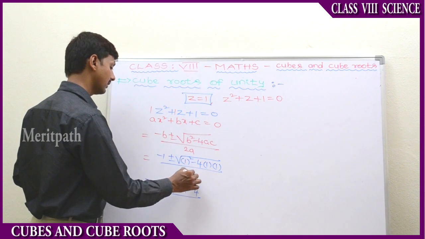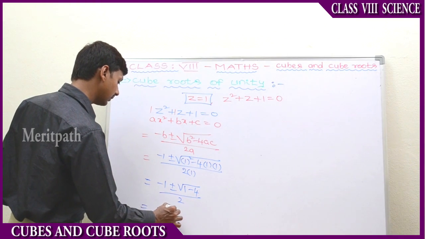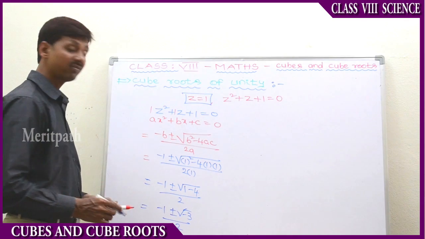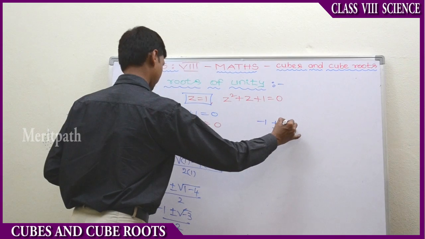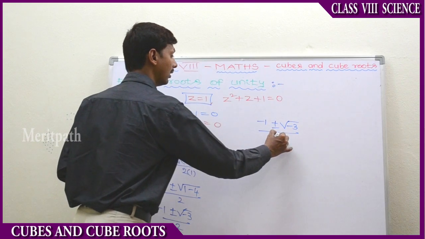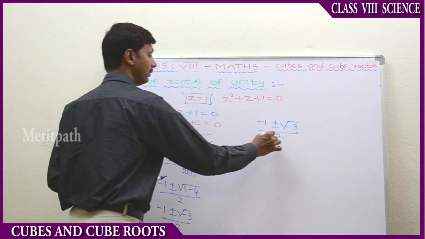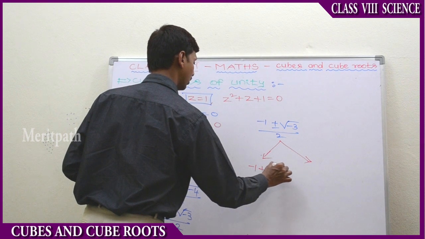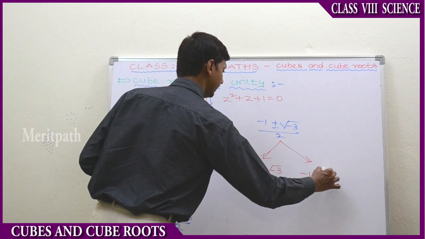2 into a is 1, so it's 2 only, same as it is. So let's write minus 1 plus or minus square root of minus 3, divided by 2. So let's write this step again: minus 1 plus or minus square root of minus 3, divided by 2. Here we have two values, positive and negative, so let's find out both the values. Minus 1 plus square root of minus 3 divided by 2, and another value, minus 1 minus square root of minus 3 divided by 2.